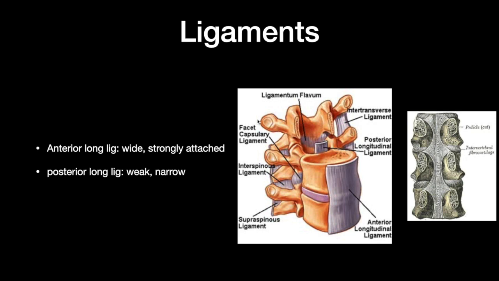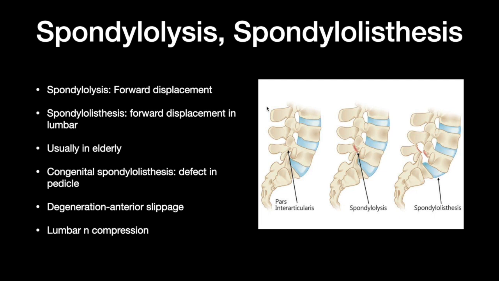There are a couple of other ligaments we should pay attention to right here in between the spinous processes. This would be the ligamentum flavum, and connecting the tips of the spinous processes, that would be the supraspinous ligament. The interspinous ligament connects the spinous processes together, and the intertransverse ligament connects the transverse processes. You can't really see it, but the supraspinous ligament will extend all the way up and connect to the nuchal ligament.